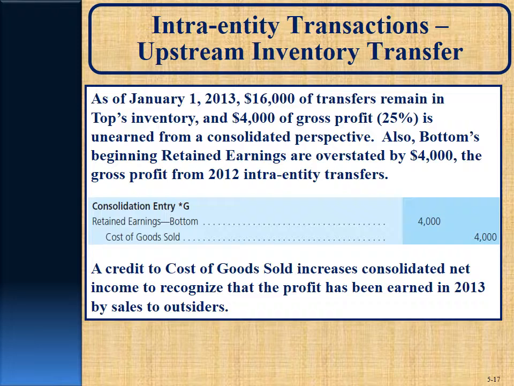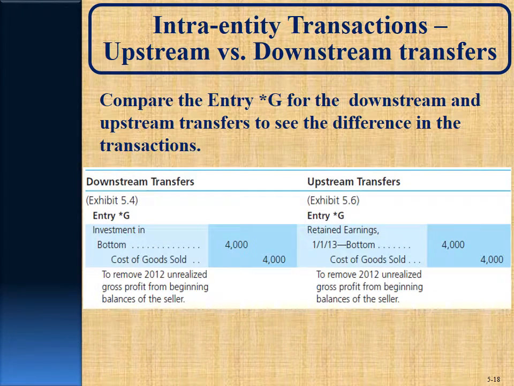And if you said, well, we eliminate it. Yeah, we eliminated it on a worksheet. We didn't eliminate it out of bottom's, the subsidiary's, actual retained earnings. We're doing that now in our second year of consolidation. And we'll credit cost of goods sold. Now we could recognize that. So the difference there is between how the inventory was transferred. There it is again. Downstream, upstream.